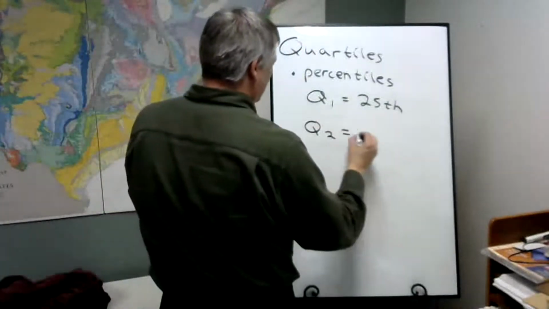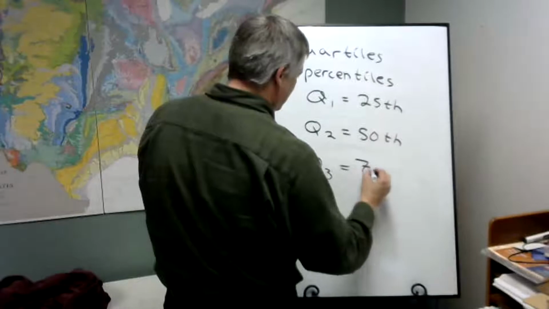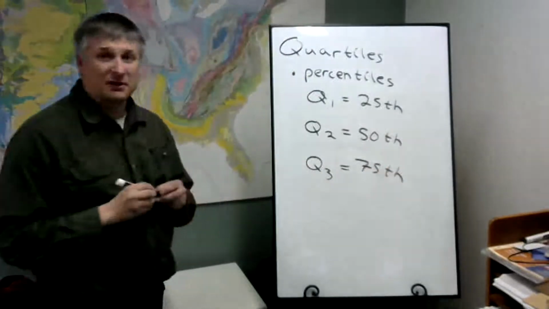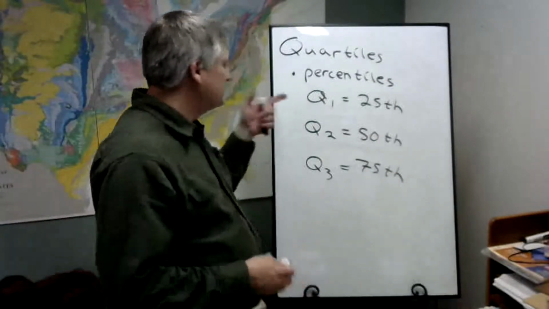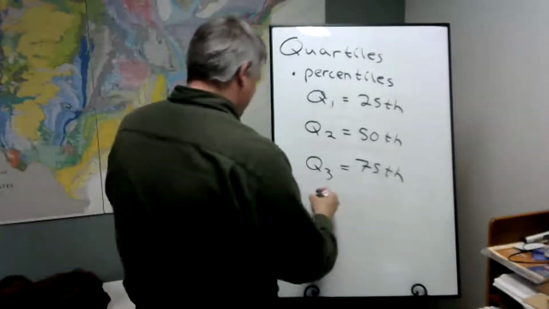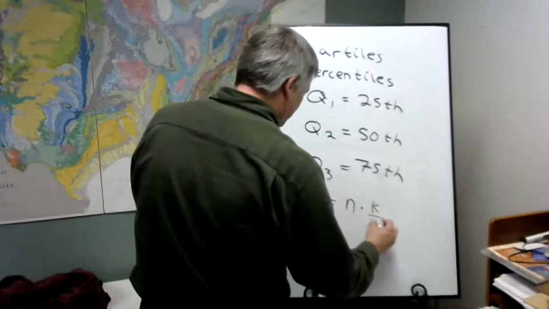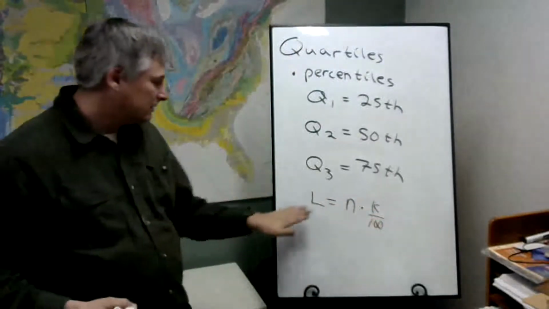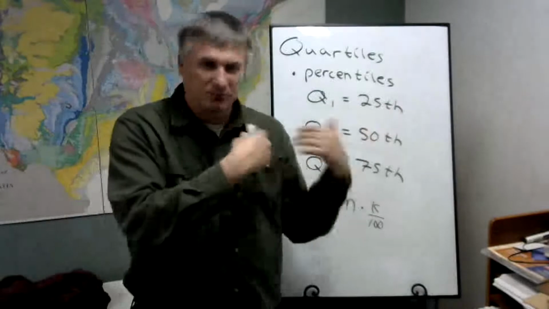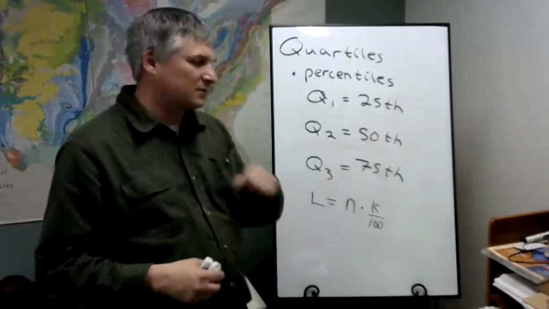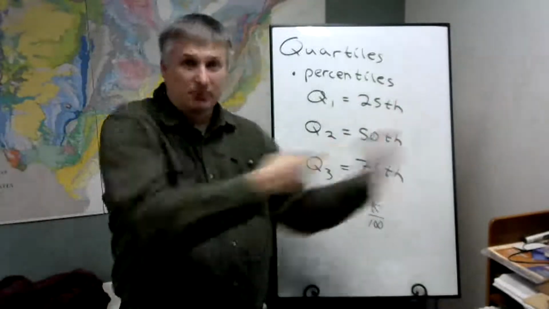Q2 is the 50th percentile, and Q3 is the 75th percentile. So basically, you would find the location. You're going to use the same formula. L equals n times k over 100 to find the location of these values. So Q1 would be the value where 25% of the data is below that value. Q2 is 50% of the data is below this value. Q3 is about 75% is below that value.